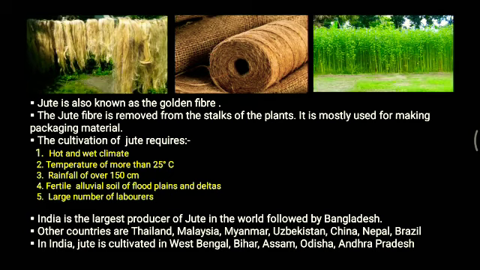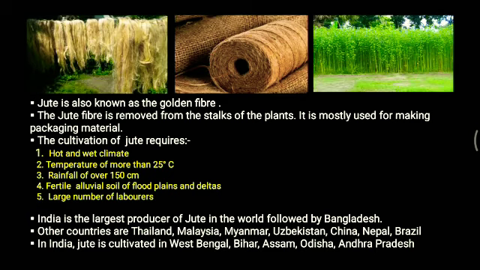The cultivation of jute requires, first, a hot and wet climate. Second, temperature of more than 25 degrees Celsius. Rainfall over 150 centimeters. And of course, fertile alluvial soil of flood plains and deltas. Along with all this, a large number of laborers. So these are all the requirements for the cultivation of jute.